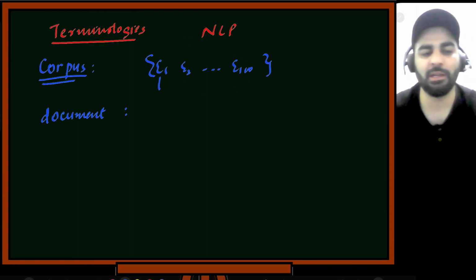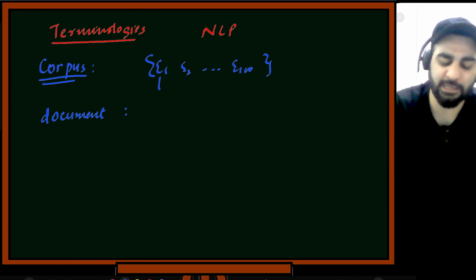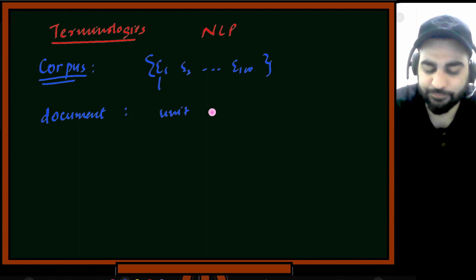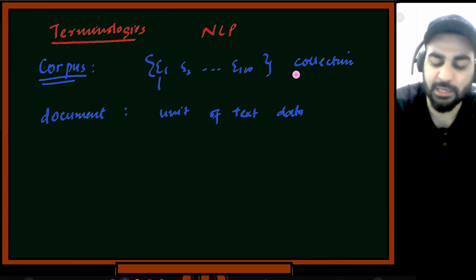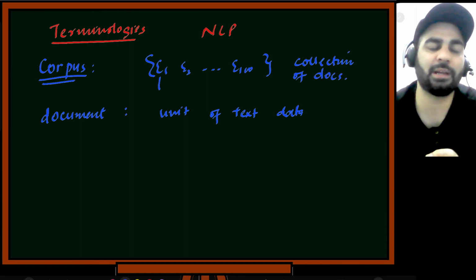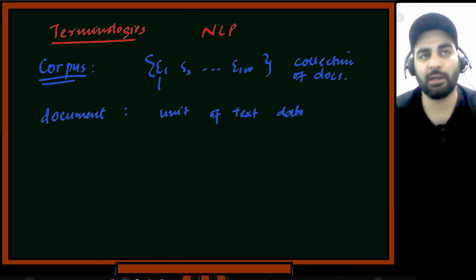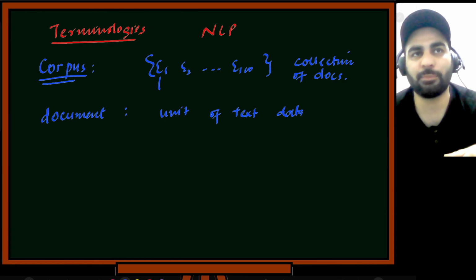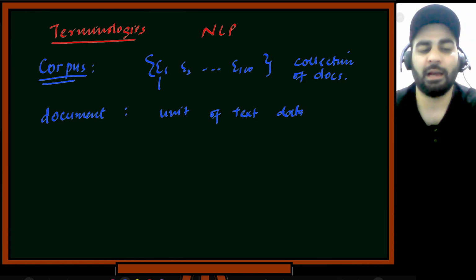So what is a document? In the context of natural language processing, a document refers to a single unit of text data. This is a collection of documents. Here each email is a document because that's our one unit of text. In sentiment analysis, if you have reviews and you want to see whether each is positive or negative, each review is a document. I hope this is clear.